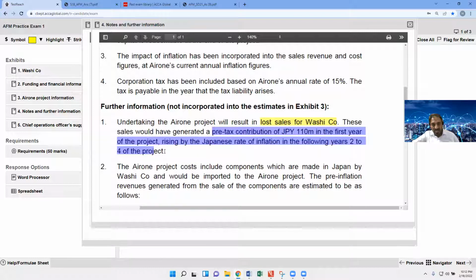That is what matters: loss of contribution, opportunity cost. Air 1 project costs include components which are made in Japan by the washing company and would be imported to the Air 1 company. Is this relevant? The pre-inflation revenue generated from sales is estimated as follows.